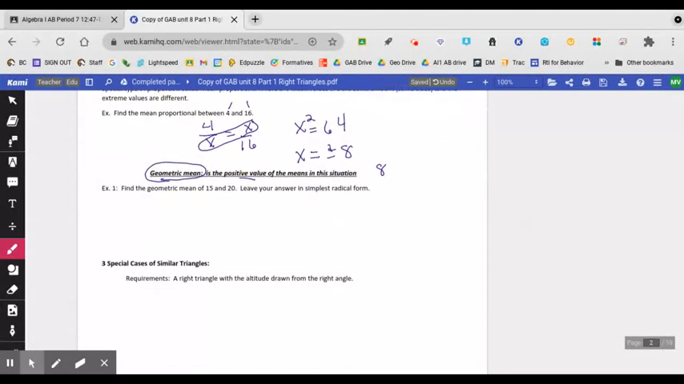For example 1, find the geometric mean of 15 and 20. We're going to do 15 over x equals x over 20. We cross multiply, so we get x squared equals 300. It says to leave our answer in simplest radical form. This time when we take the square root, because we're finding the geometric mean, we do not have to do positive and negative. We're only doing the positive. So x equals square root of 100, square root of 3, or in other words, 10 radical 3.